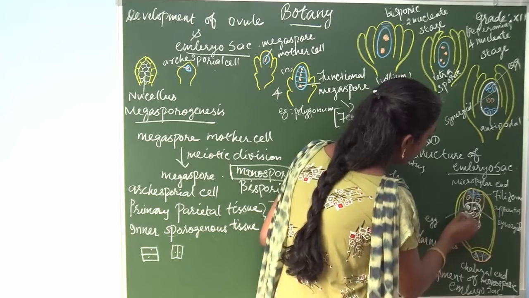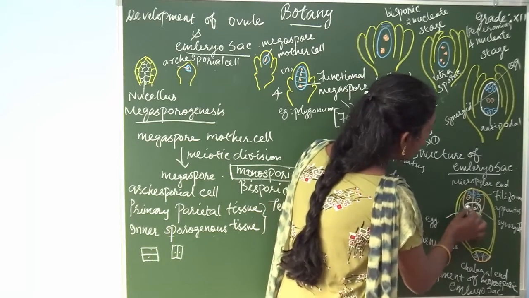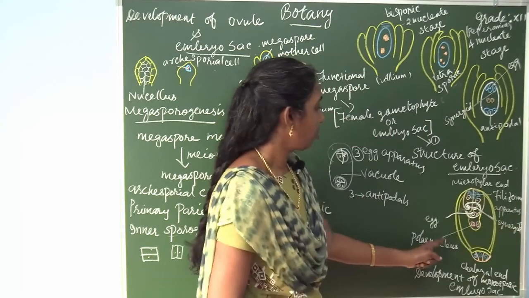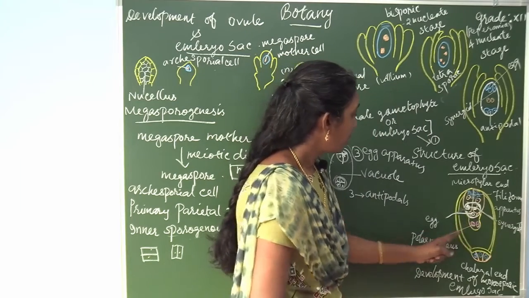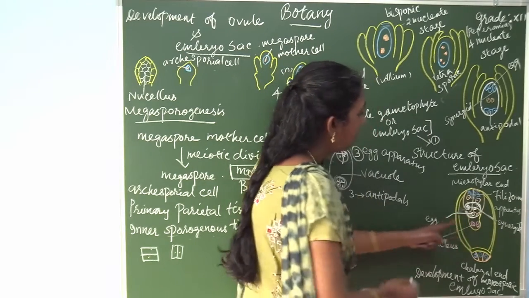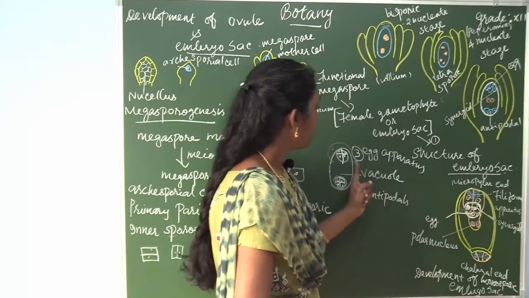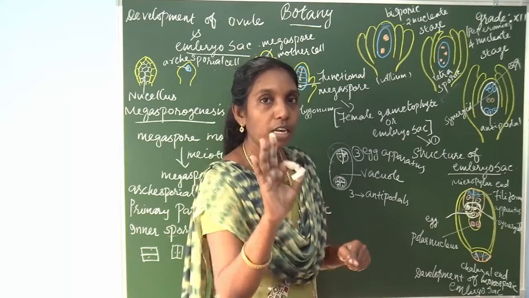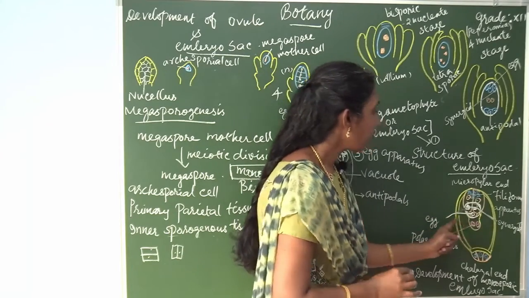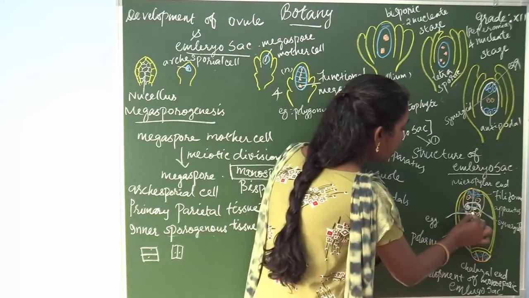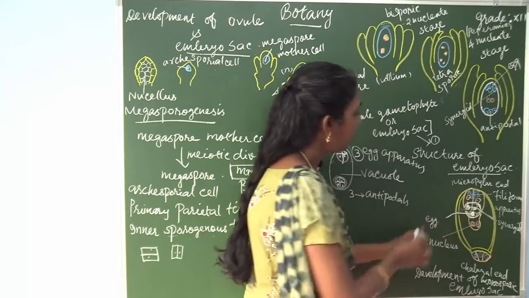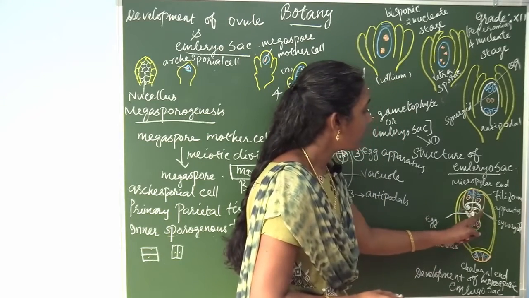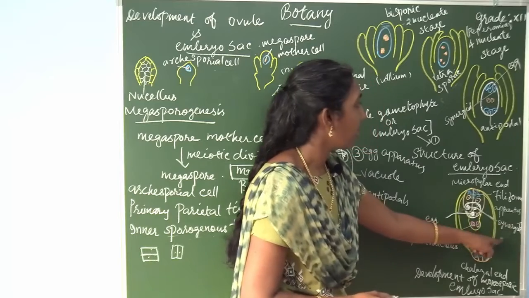This one is the egg cell, and these two cells are the synergids. Here is the egg cell. Three cells are there among these four. At first there were four. Among these four, three form the egg apparatus. Here the center one is considered the egg, and these two at the side are known as synergids.